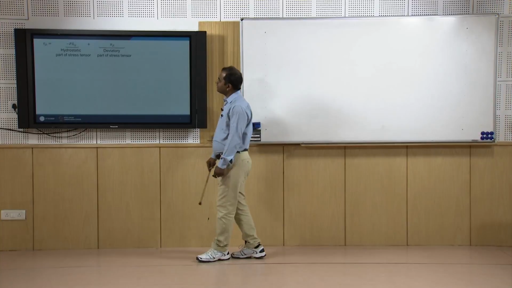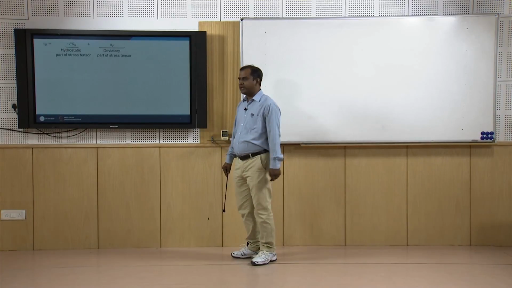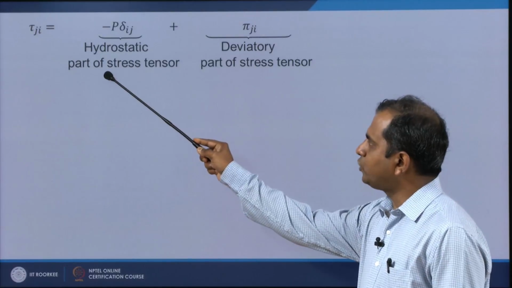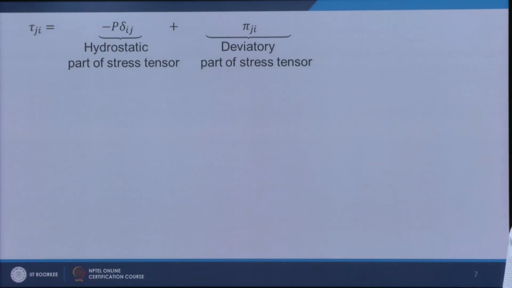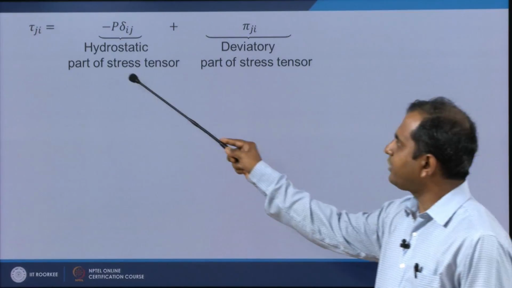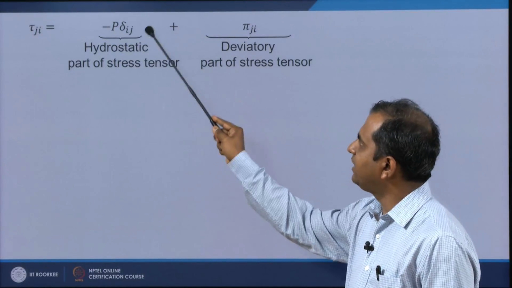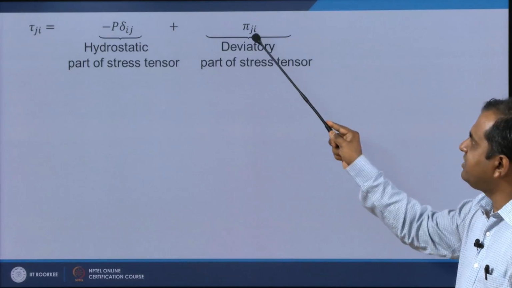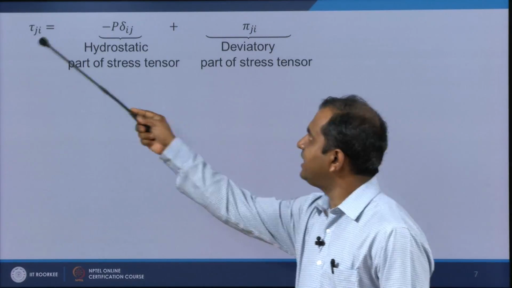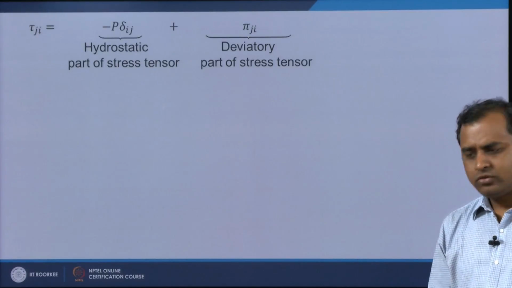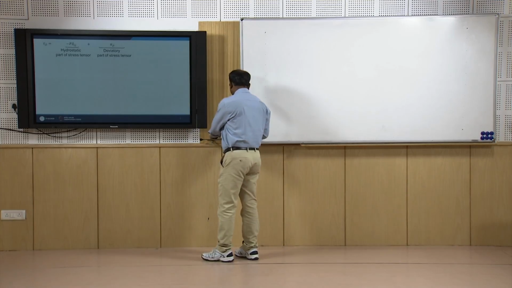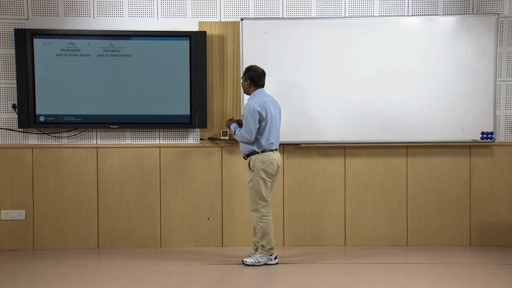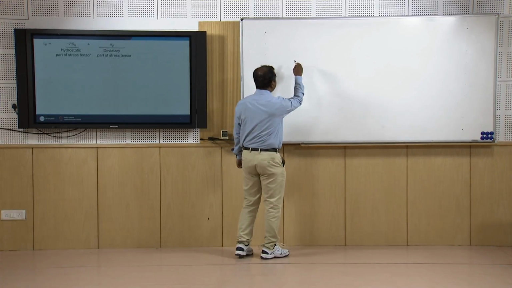If we see the stress tensor from our fluid mechanics knowledge, we can write down that stress tensor is nothing but having two parts, hydrostatic part as well as deviatoric part. Hydrostatic part of the stress tensor is minus P del ij, and deviatoric part I can write down as pi ij. You see this was tau ji, this is also pi ij. So, let me give you one example of this type, what is this hydrostatic part and what is this deviatoric part. Let us say the stress tensor is having this fashion.